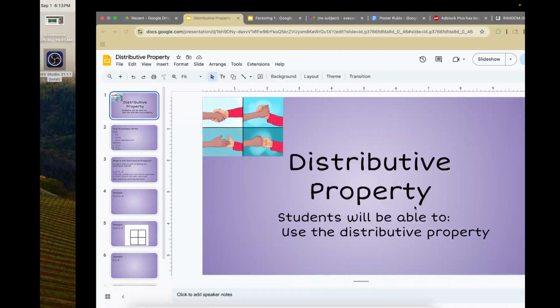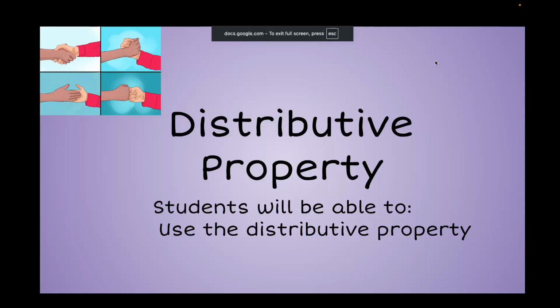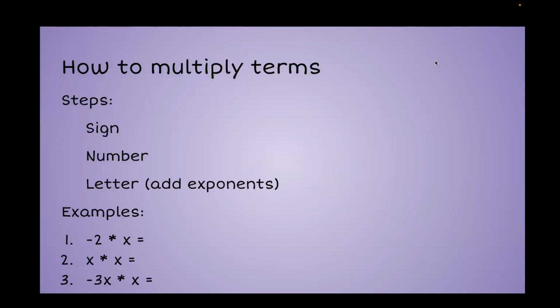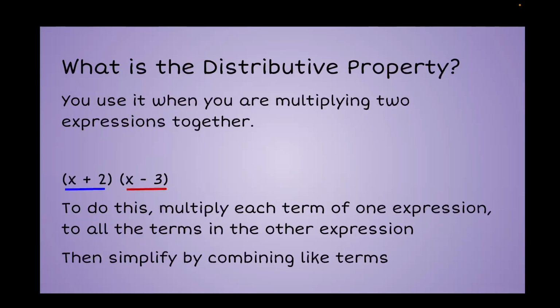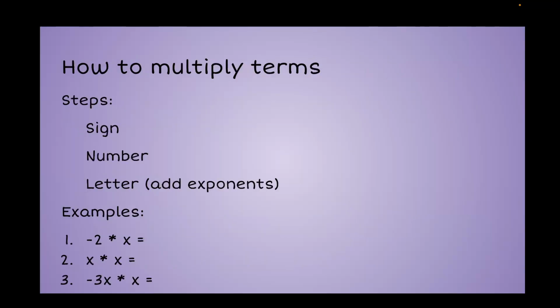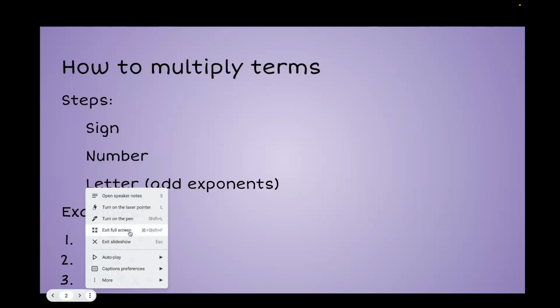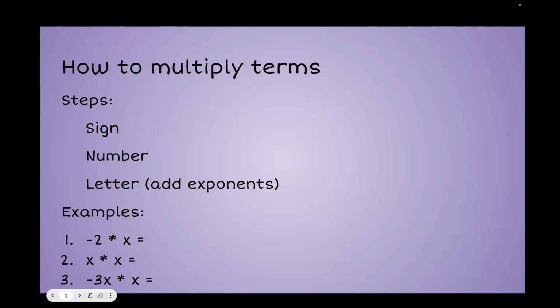Okay, hello. Distributive property. We're gonna distribute. You guys have definitely seen this before. It's problems like this, but real quick, let's talk about how to multiply terms. Remember, terms are the things that are separated by addition and subtraction. And when we're distributing, we're gonna have to be multiplying a bunch of terms.